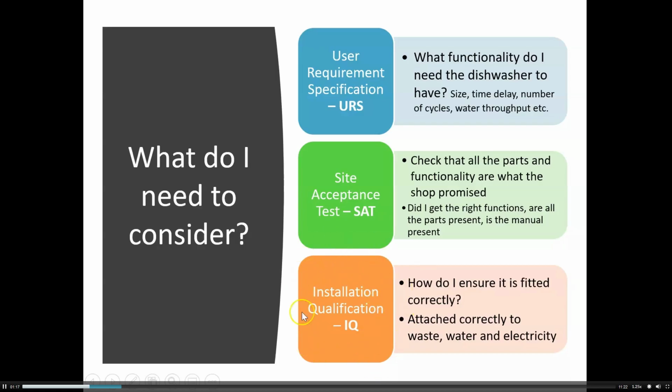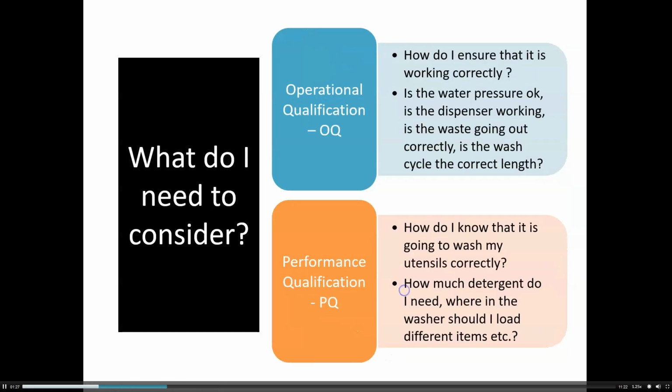The installation qualification then, or the IQ, how do you make sure that it's fitted correctly? Attached to the proper water supply, attached to the proper waste, and attached to the electricity. The operational qualification then, how do I know that it's operating properly, that it's working correctly? So things you might be interested in here is the water pressure okay? Is the dispenser working? And is the waste going out correctly? And is the wash cycle the right length? Am I getting any errors when I'm operating it on an empty cycle?